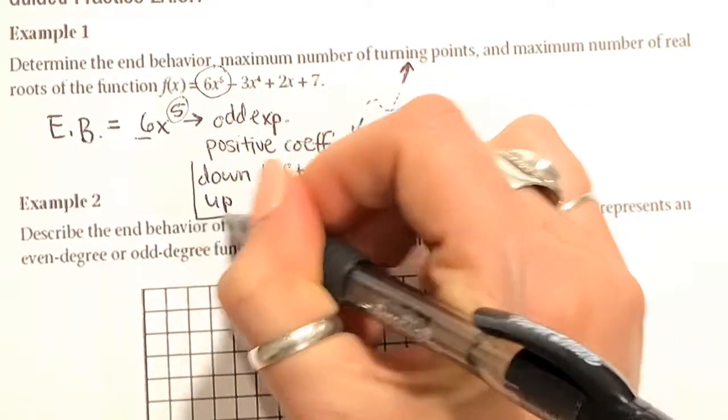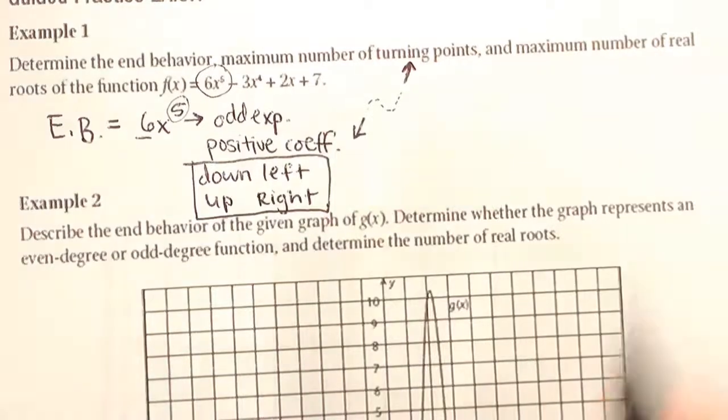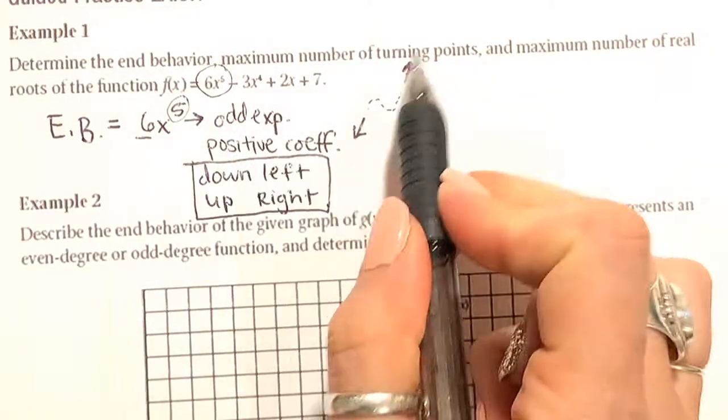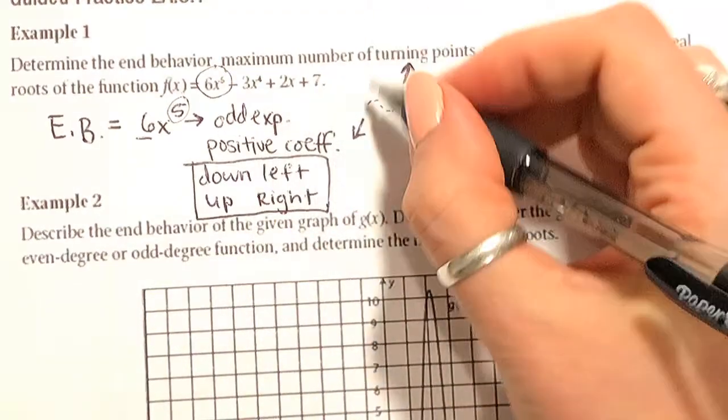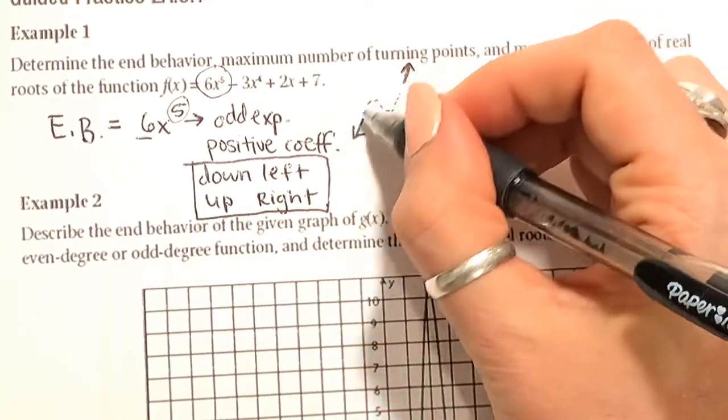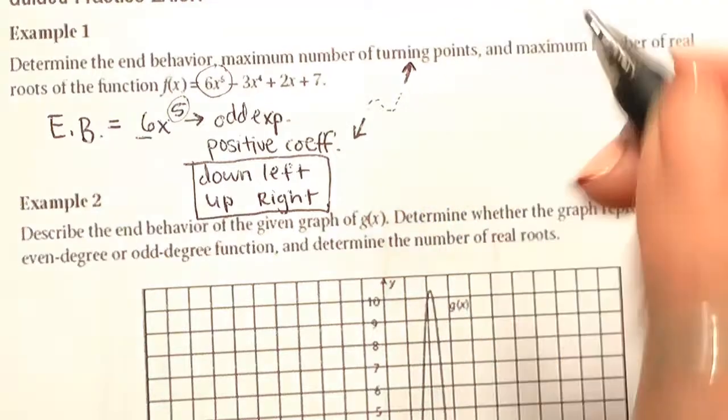And that's how we could write our end behavior. Again, the odd exponent is saying they're going in opposite directions, and because it is a positive coefficient, it's going to have that positive slope overall. So from left to right, it's going up.